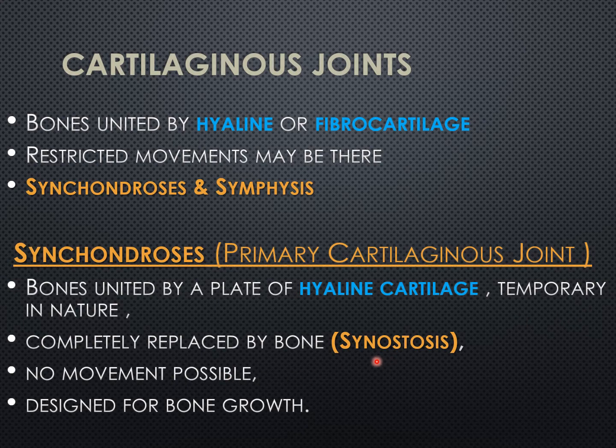And this term is known as synostosis. So once it is completely replaced by bone, it is known as synostosis. In case of primary cartilaginous joint, no movement is possible, and it is designed for bone growth. So that is the primary cartilaginous joint. Let's just look at some examples.